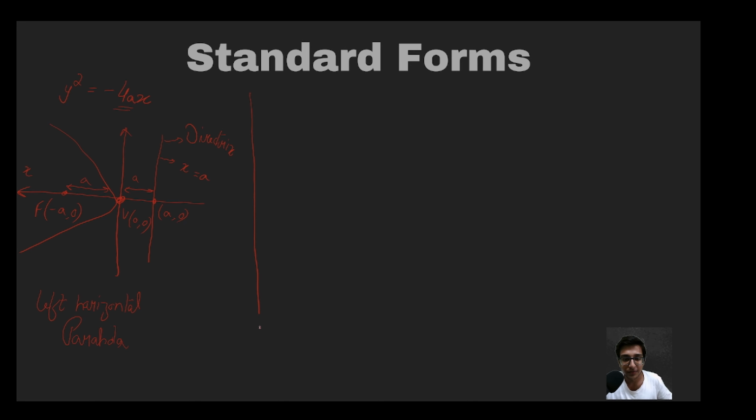Now let's look at different forms. Let's see if I was to replace x and y. So this would become x square is equals to 4ay. So our parabola would look something like this. This is the directrix. This is the x-axis.